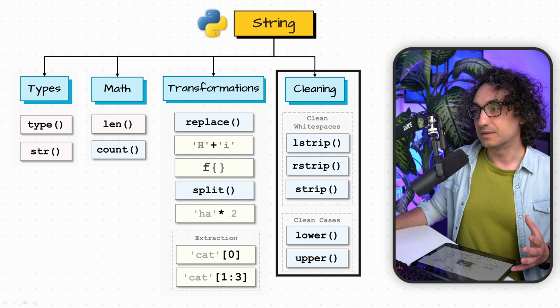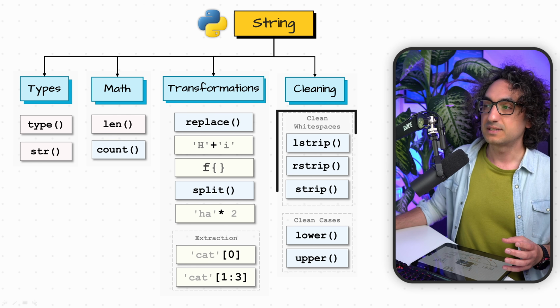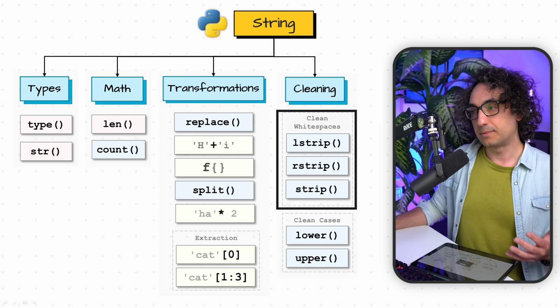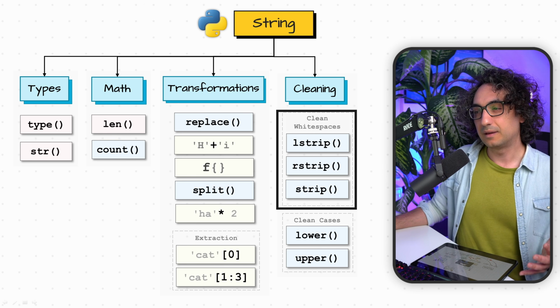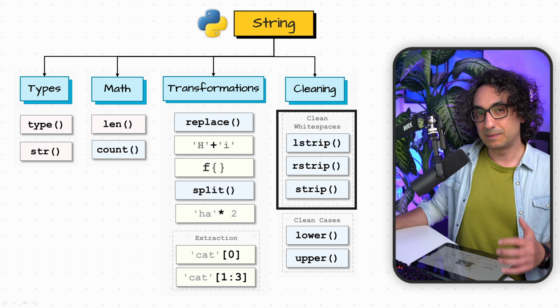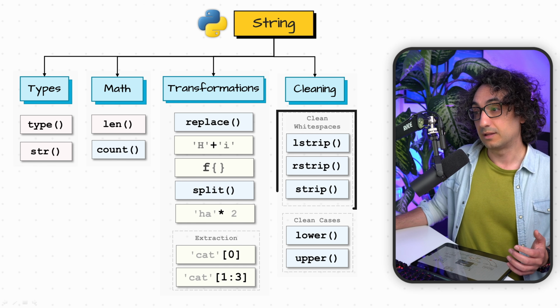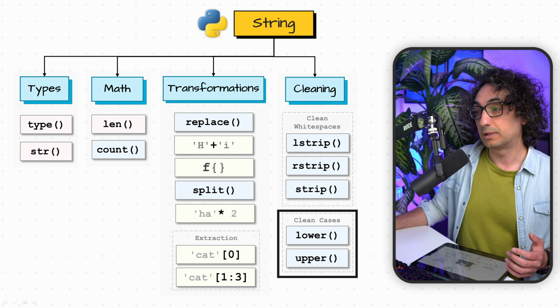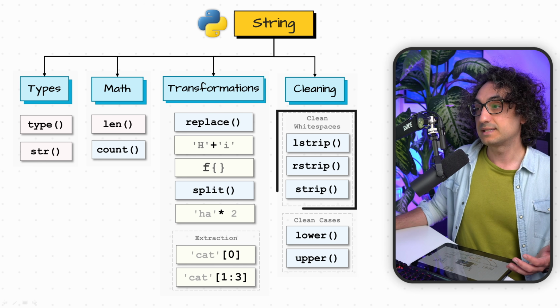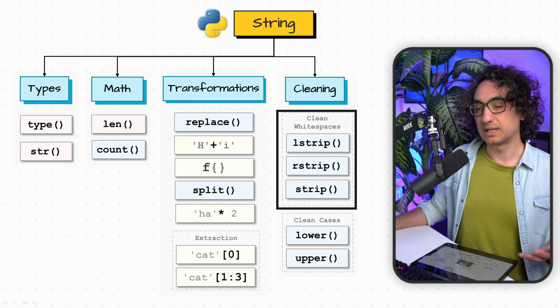And I have split this group into two subgroups. The first subgroup is all about how to clean up the white spaces. This is a very common thing, that you have evil, tricky spaces in your text, and we're gonna learn how to clean that up. And in the second subgroup, we're gonna learn how to clean the cases. So let's start with the first subgroup, how to clean the white spaces. So let's go.